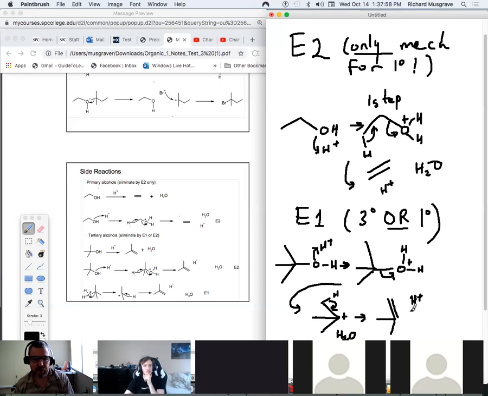My personal thought, because you'll need to be able to draw mechanisms for these side reactions: since primaries can eliminate only by E2 and tertiaries could be E1 or E2, I just think it's best to use E2 all the time. That way you don't get confused.